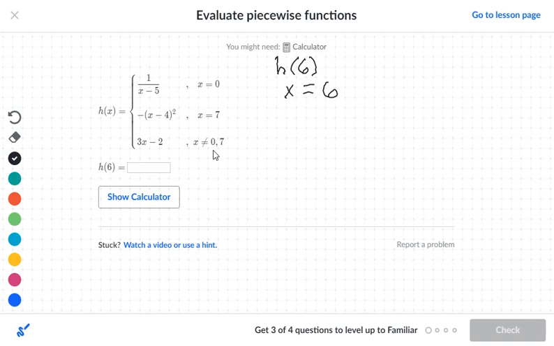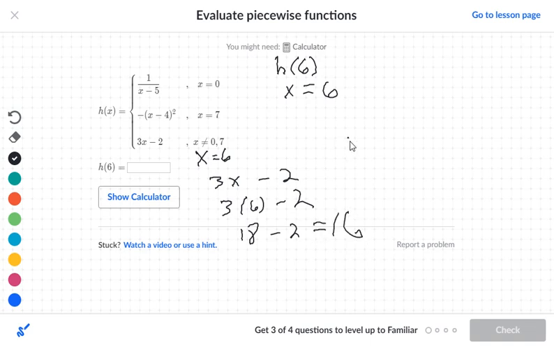The one that you can use is actually this last equation, because you can plug into this equation as long as x is not a 0 or a 7. So on this equation right here, x is equal to 6. That's okay, you can use this equation. So we can say 3 times x minus 2. We replace the x with a 6. We do the multiplication, so we get 18 minus 2, which is equal to 16. So h of 6 is equal to 16.